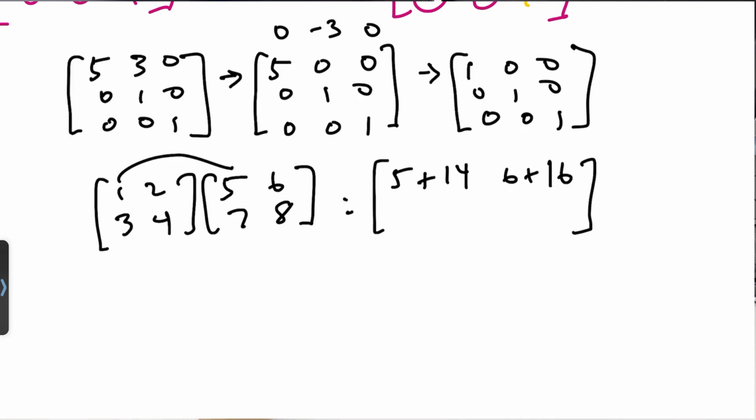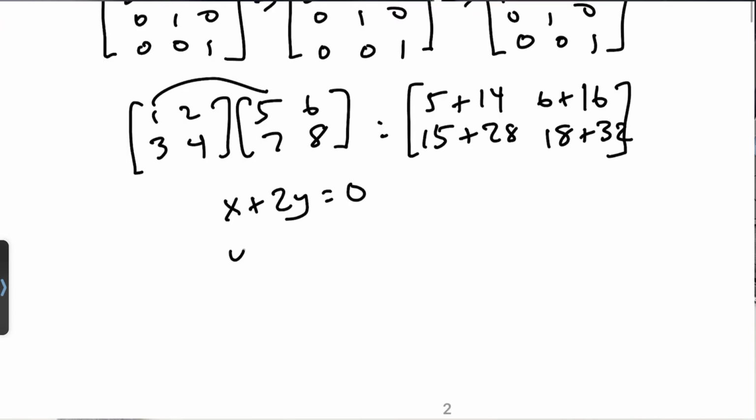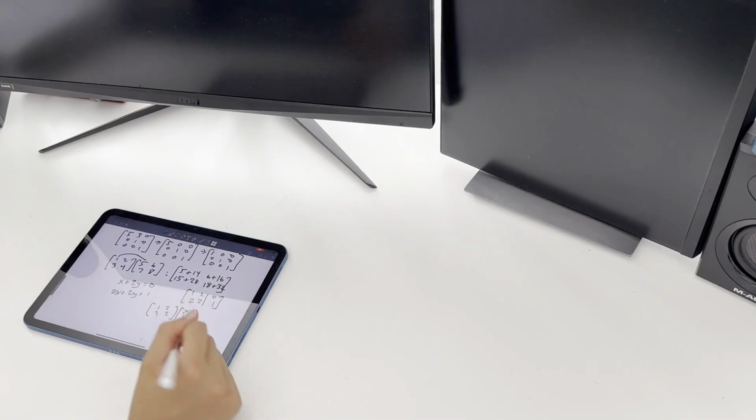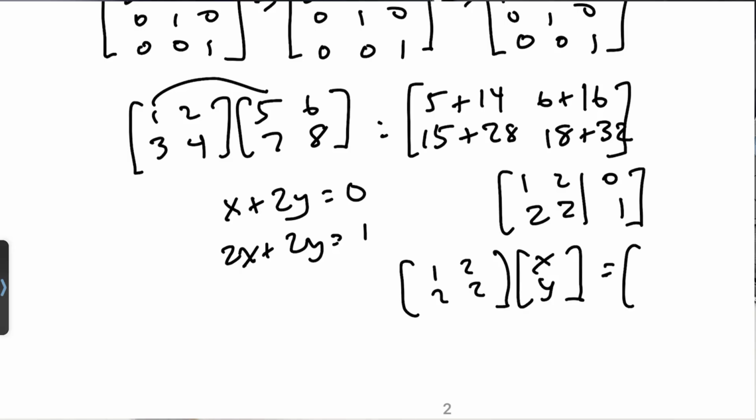And we run out of columns on this side, so let's move down one row. 3 times 5 is 15. 4 times 7 is 28. 3 times 6 is 18. 4 times 8 is 32. So let's say I have something like this. I can rewrite this as a matrix 1, 2, with a bar here, 0, and 2, 2, 1. And the reason is, if I take this 1, 2, 2, 2, and I multiply by x and y, and we do that same motion here, we're going to get x plus 2y, 2x plus 2y, which is just this right here.